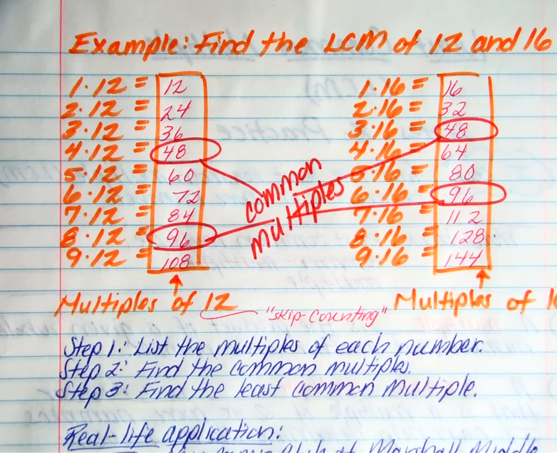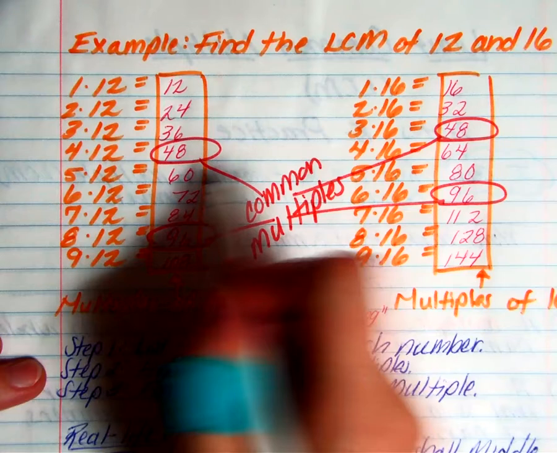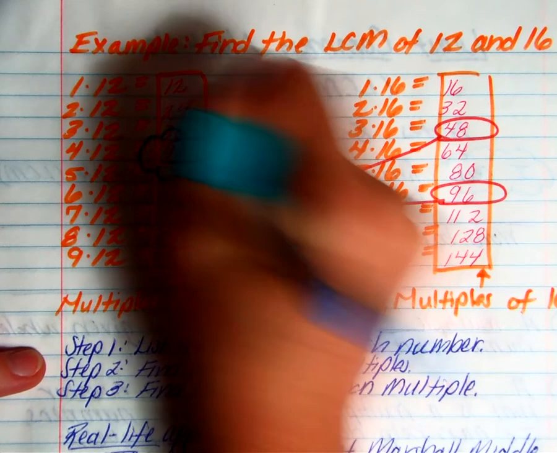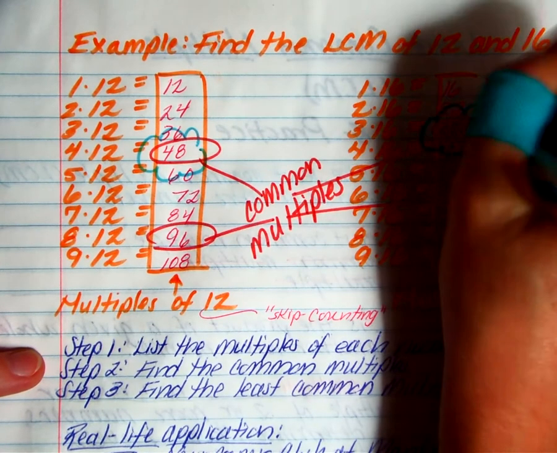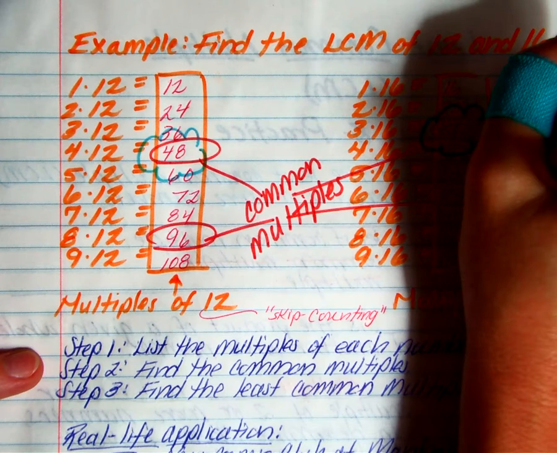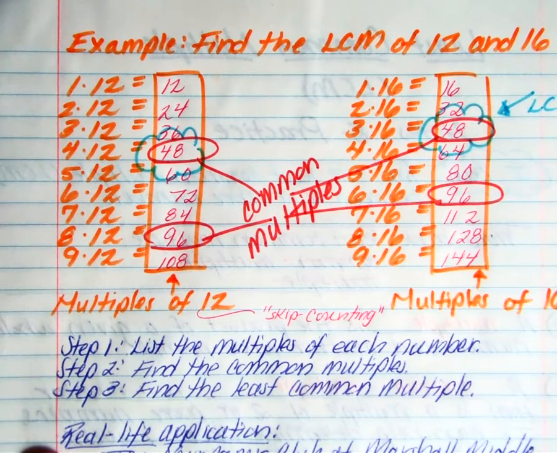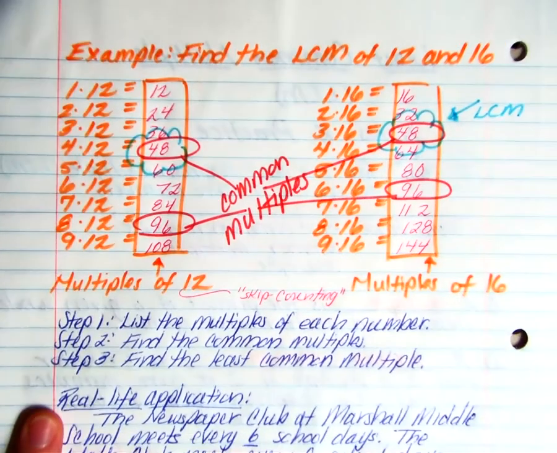But one of these is more important than the other. The least common multiple is the one that comes first in the list that they have in common, the smallest one. So 48 is the LCM, the smallest one they have in common, least common multiple. LCM, least common multiple.